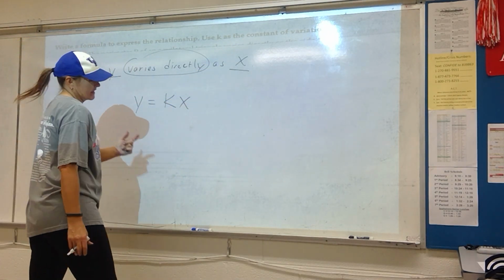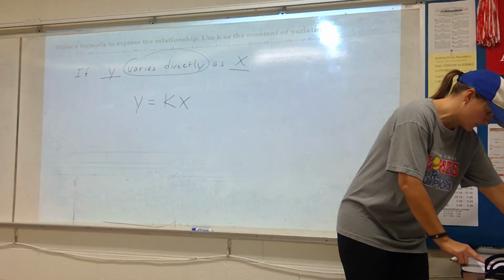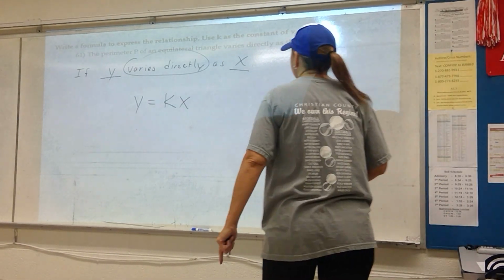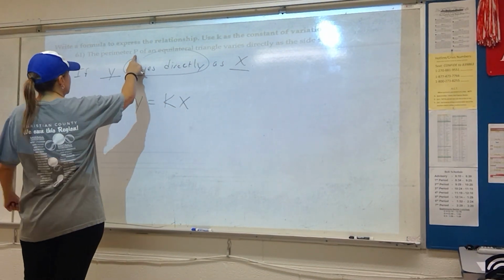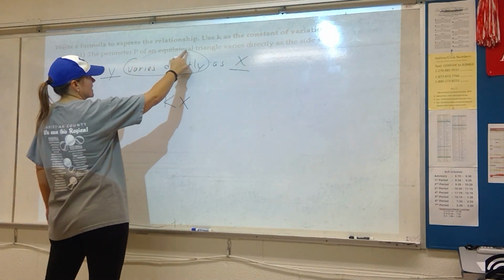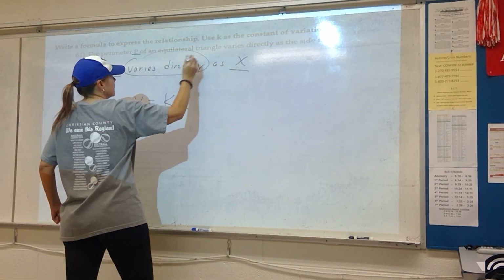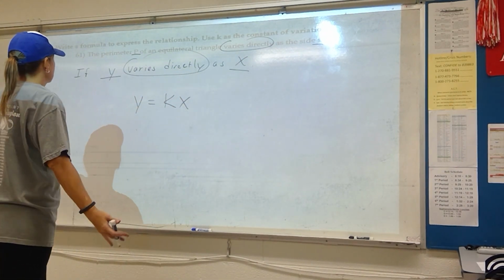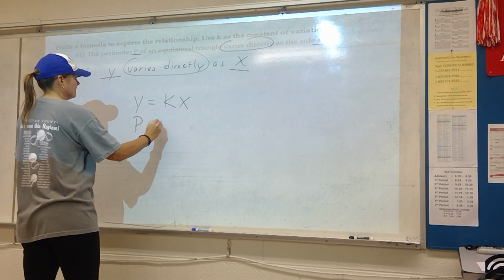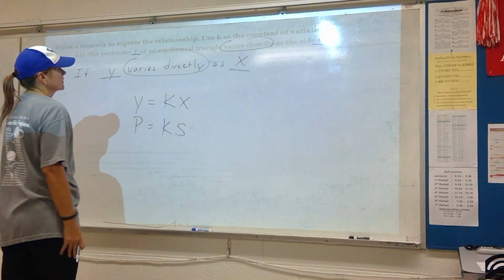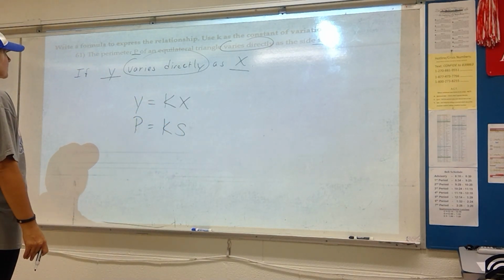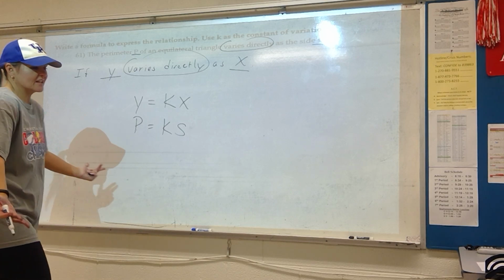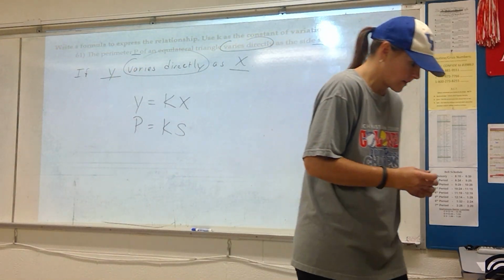Okay, so like in this first example, number 61, it says the perimeter P of an equilateral triangle varies directly as x. Write a formula to express the relationship, use K as constant. That's it, you're done. It is that easy, okay?